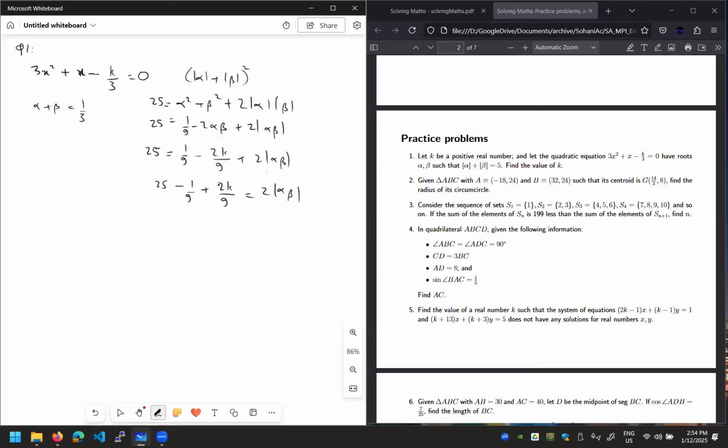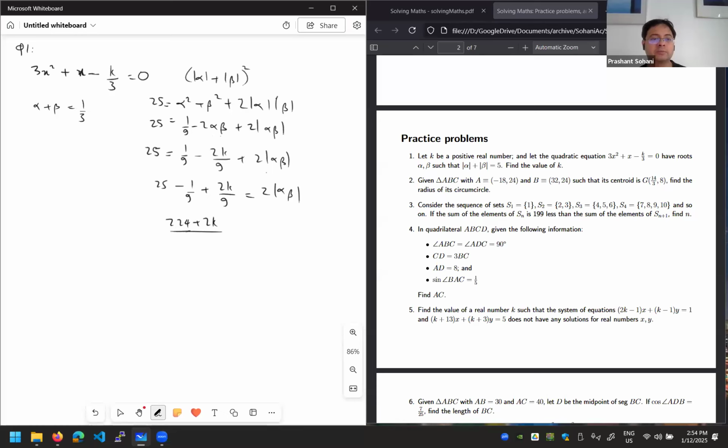So we can square both sides. And maybe let me first simplify this. I'm going to get 224 by, okay. So for everybody, the approach that we are taking is we want to get rid of the modulus. So we keep isolating and squaring until all the modulus terms are removed.